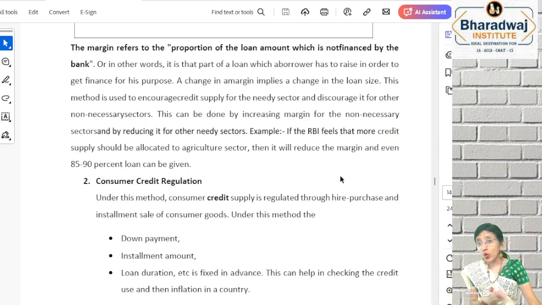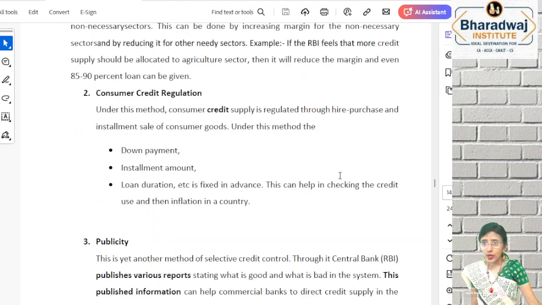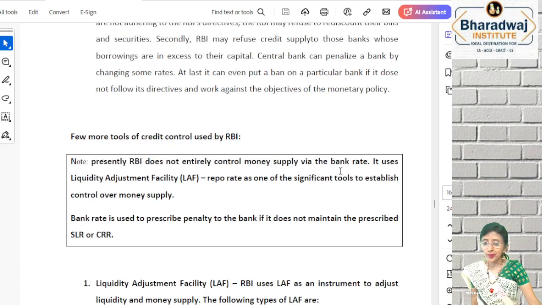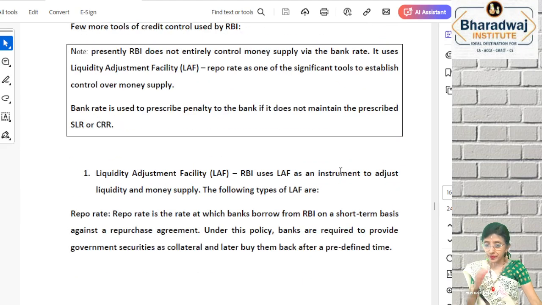Qualitative tools: you have moral suasion, regulation of consumer credit, fixation of margin. You remember directives, direct action, publicity. Okay, remember all those points and address the question accordingly. Then we are coming to some of the latest tools I will add.